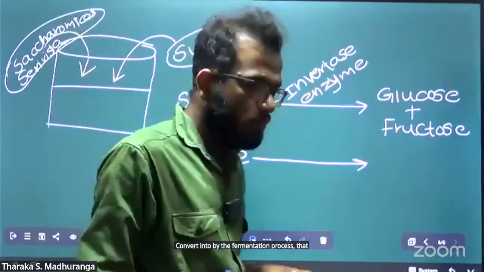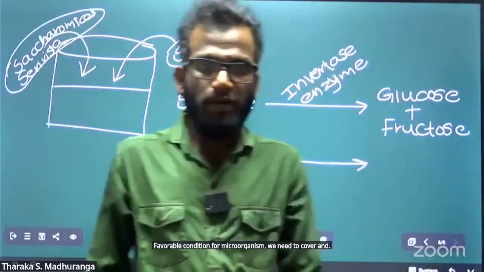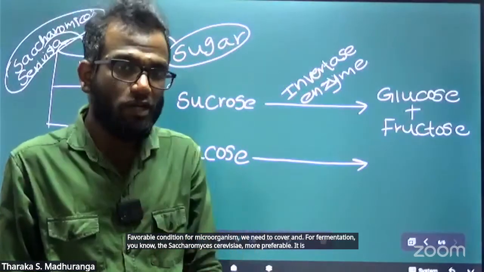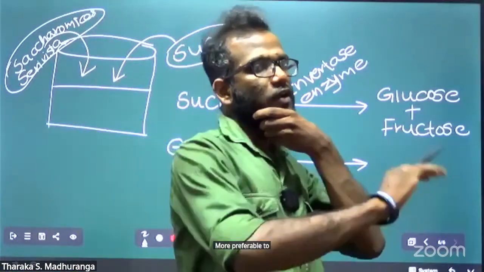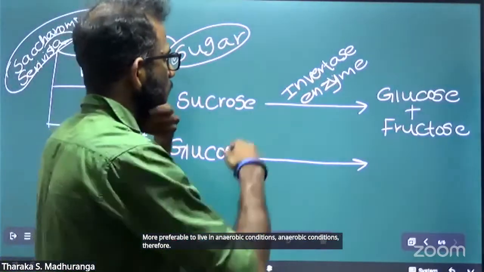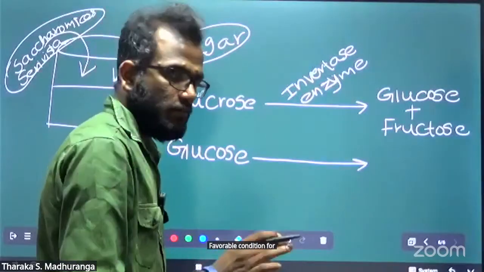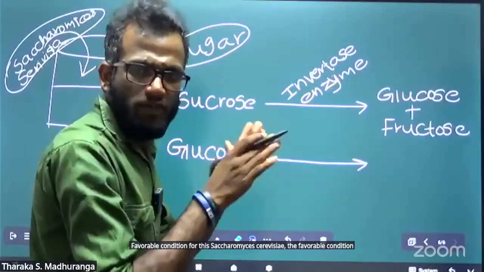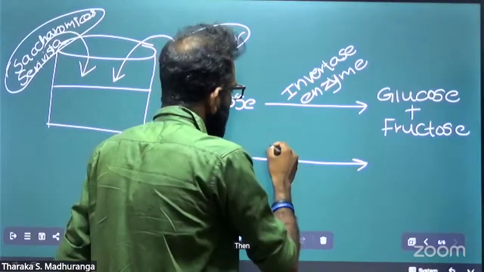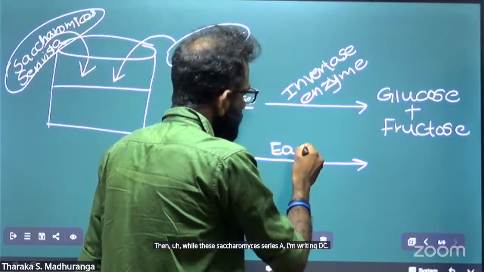That means we need to give some favorable condition for the microorganism. We need to cover it, and for fermentation, the Saccharomyces cerevisiae is facultative anaerobic, more preferable to live in anaerobic conditions. Therefore, we need to give a favorable condition for this Saccharomyces cerevisiae. If it is an anaerobic condition, it's better.